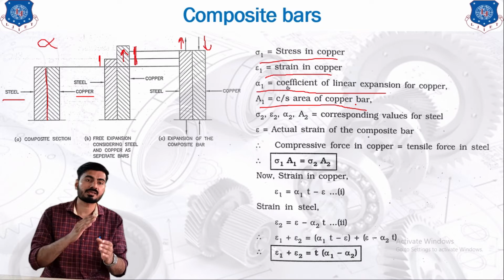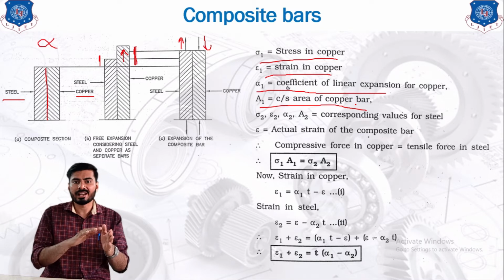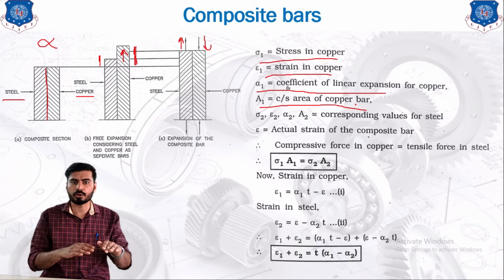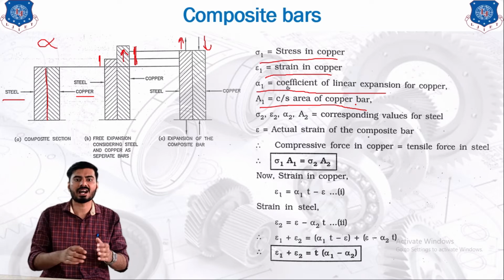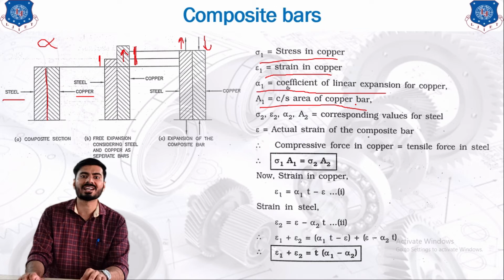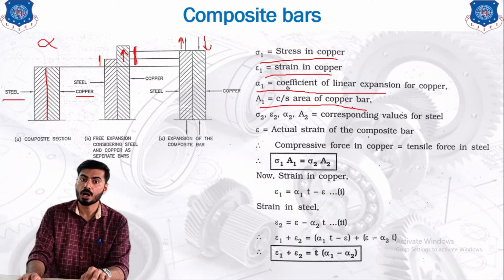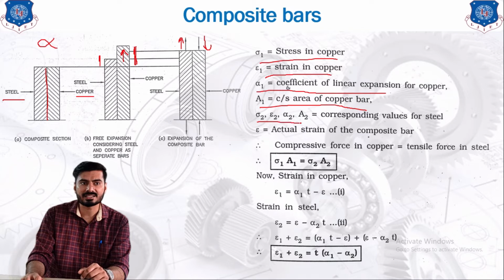Cross section area means if you cut the copper material and look from the cross section point of view, or we can say from the top, then the shape of the area or the amount of area will be known as the cross-section area of the copper material. Similarly, we can identify this notation with the suffix 2 for the other material, that is, in our case, the steel material.